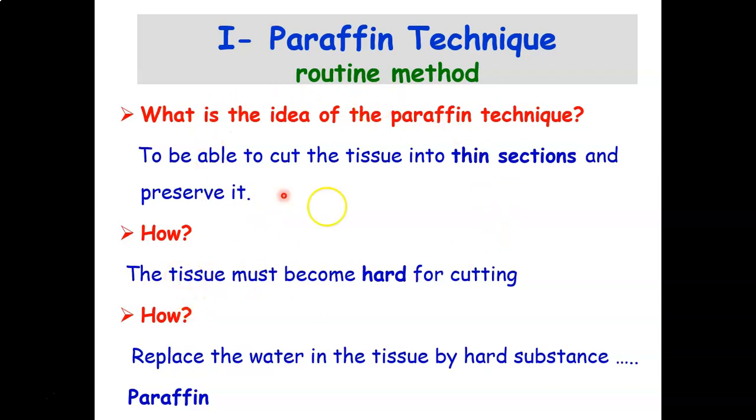How could we accomplish this? The tissue must be hardened to be cut. If the tissue is soft, you will not be able to cut it. And how do we make the tissue hard? You have to replace the water in the tissue with a hard substance. We call it paraffin wax, and so we call the technique the paraffin technique.